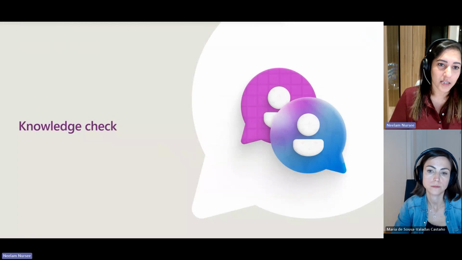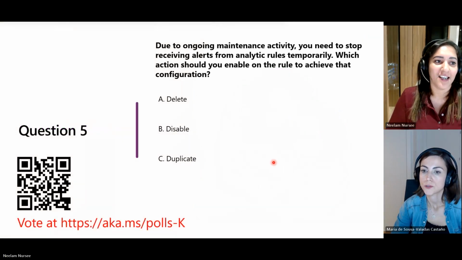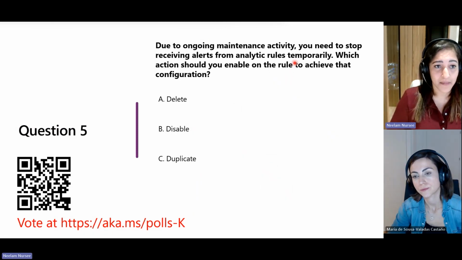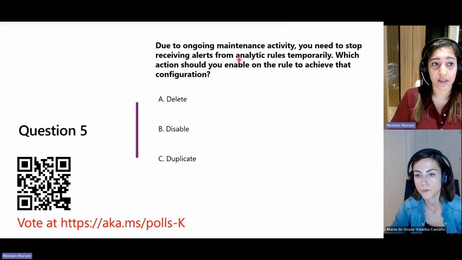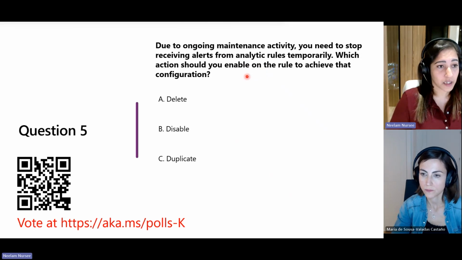Okay, knowledge check, the last one. Due to ongoing maintenance activity, you need to stop receiving alerts from analytics rules temporarily. Which action should you enable on the rule to achieve that configuration?